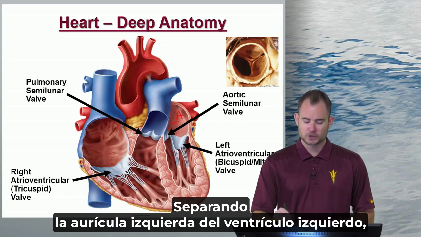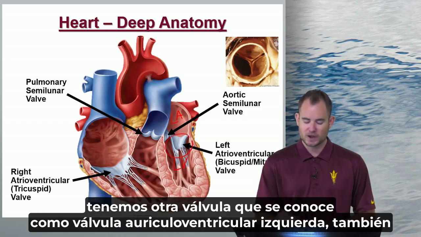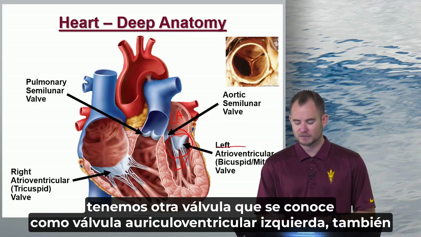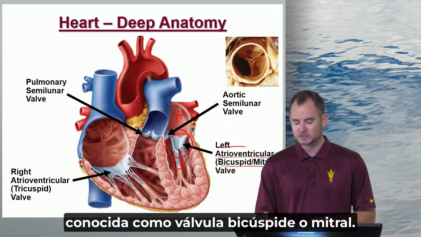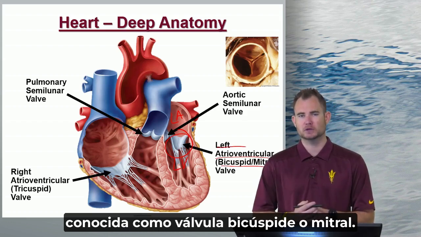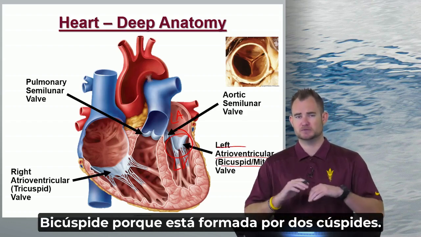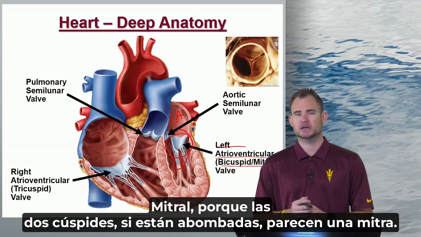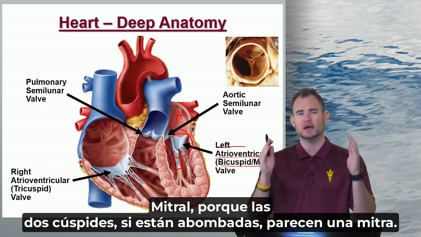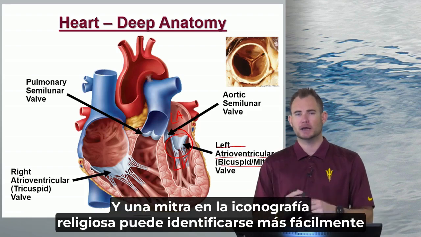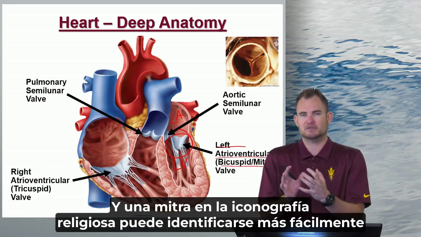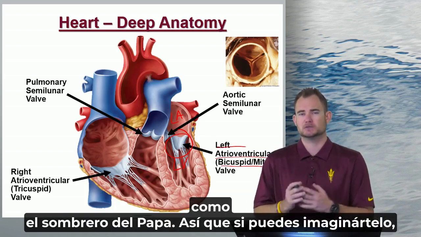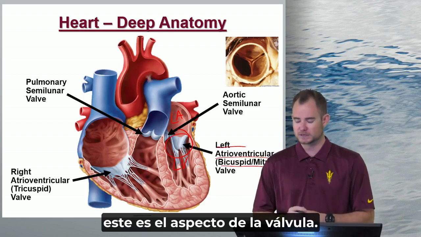Separating the left atrium from the left ventricle, you have another valve, which is known as the left atrioventricular valve, also known as the bicuspid or mitral valve. Bicuspid because it is comprised of 2 cusps. Mitral because the 2 cusps, if they're ballooned out, they look like a mitre. And a mitre in religious iconography can be most readily identified as the Pope's hat. So if you can picture that, that's kind of what this valve looks like.